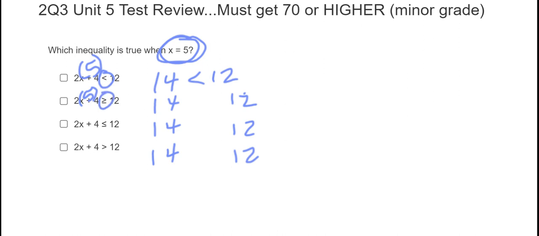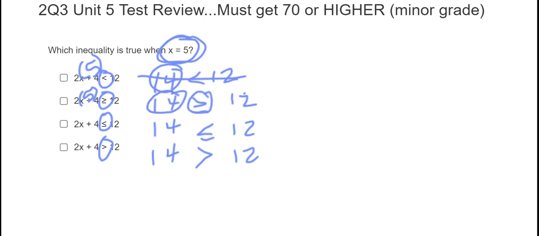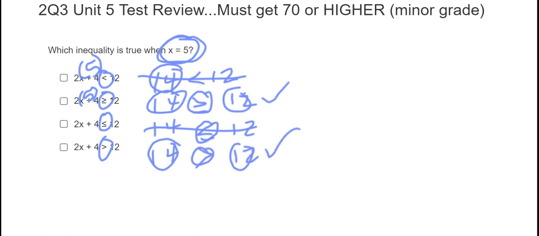So what are we going to do to check to see which one is true? We're going to look at the comparison symbol. So this one says 14 is less than 12. Okay, that's not true. 14 is greater than 12. Yes, that is true. 14 is less than 12. That is not true. 14 is greater than 12. Both of those statements are true statements if you take out the letter x and then you put in 5.